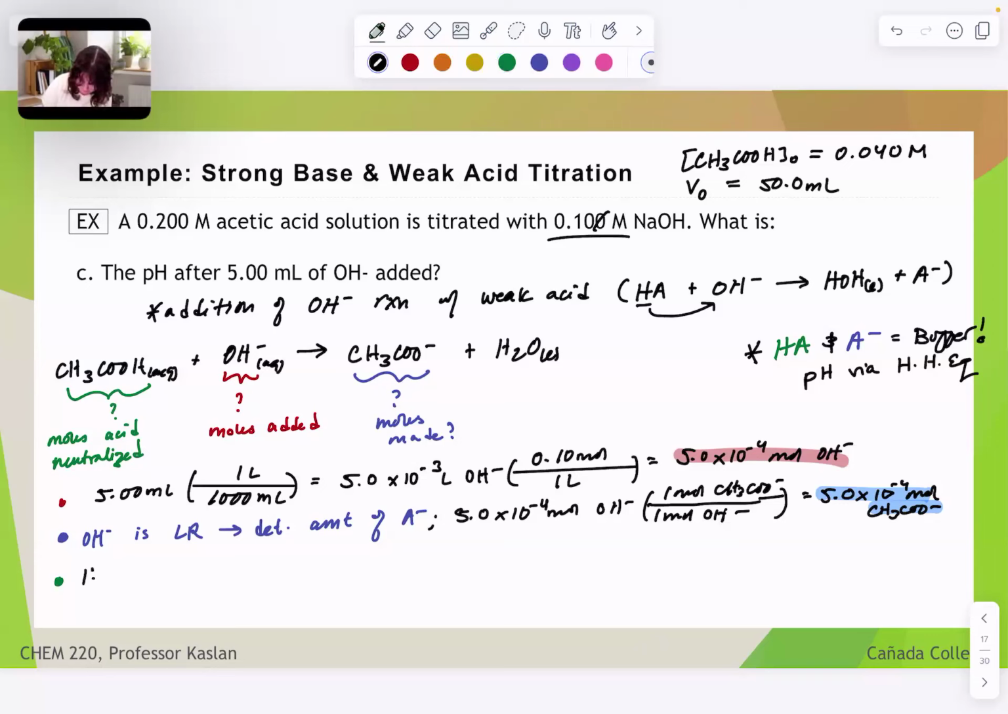So this is a 1-to-1 ratio again. Therefore, 5.0 times 10 to the negative 4 moles of acid were neutralized. And the question is, how much of this acid remains?